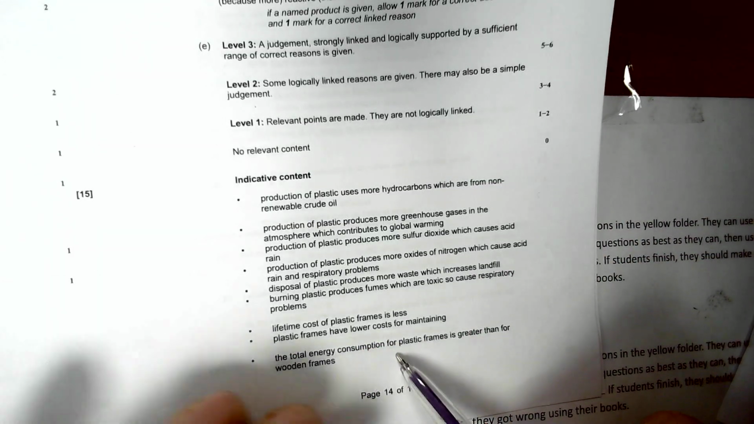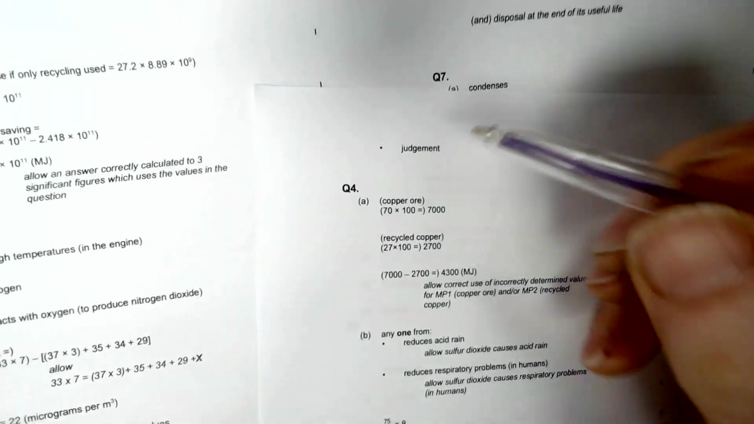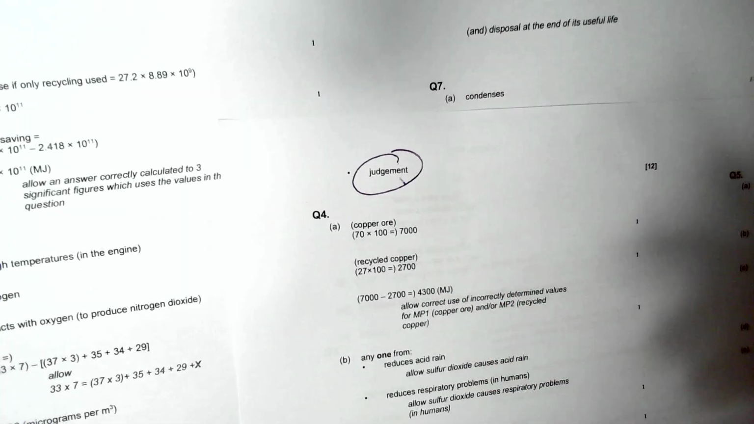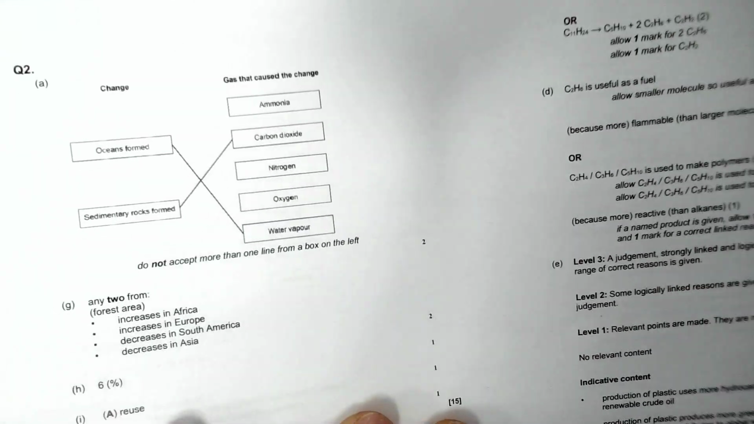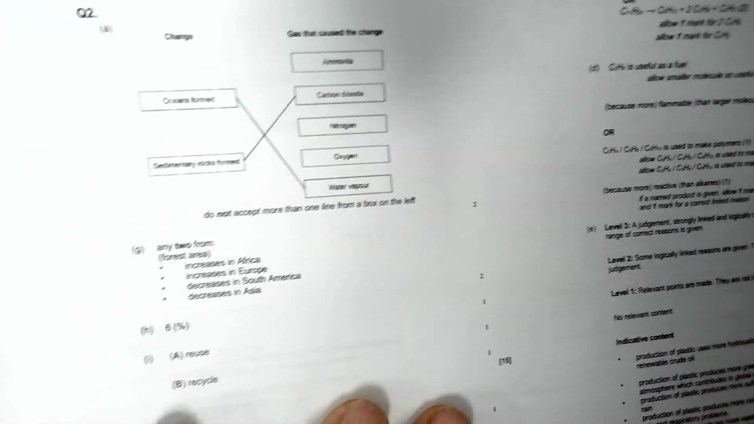The total energy consumption for plastic frames is greater. What else can it say on here? And then a judgment. The judgment can be anything that you decide, as long as you say which one you prefer and why. Which one do you think is more sustainable and why?